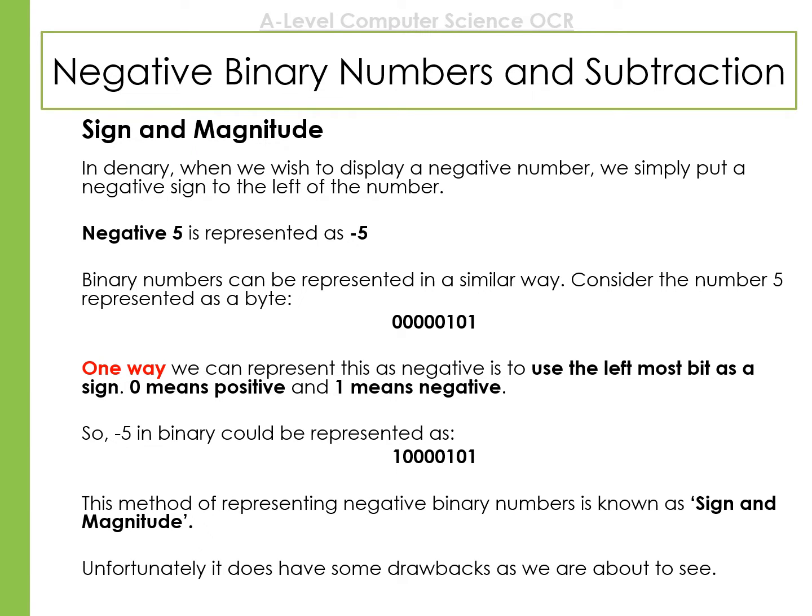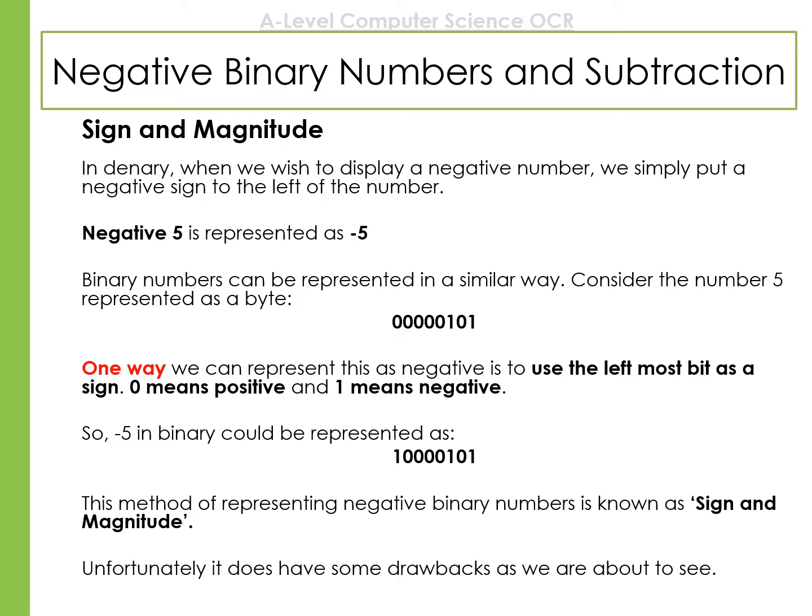Now, when we want to represent a negative number in denary or decimal, we just put a negative in front of it. So 5 would become negative 5, or a small dash in front of it. One way which we could do this would be to use the first bit of our byte to represent 0 as a plus and 1 as a negative. This method is known as sign and magnitude. It's not the only way of doing this, and it has some big drawbacks.